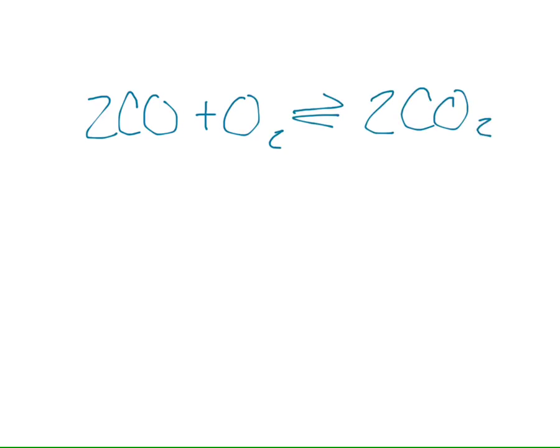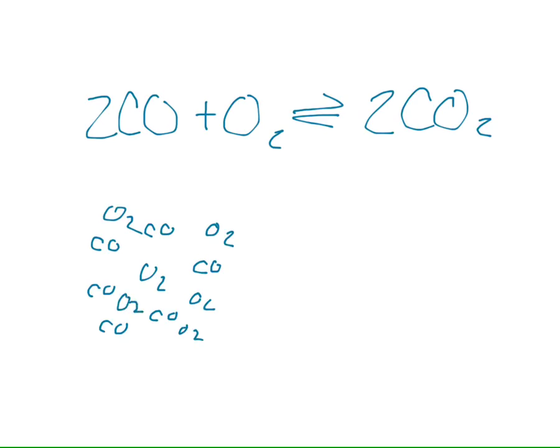That was horrible. Let's say it was 2 COs plus an O2, I think it was, goes to 2 CO2s. At first, all I have is COs and O2s. So I have a whole bunch of COs over here, and some O2s in here too. Really messy, sorry. So at first, all I can do is go forward.